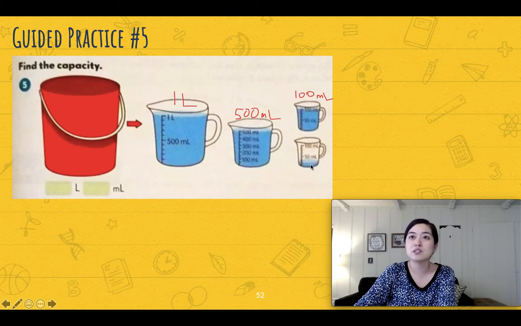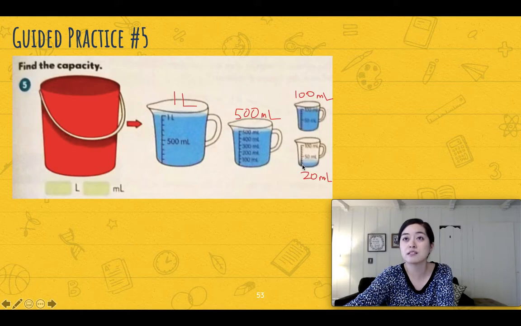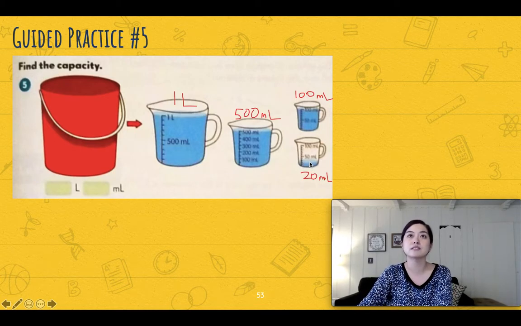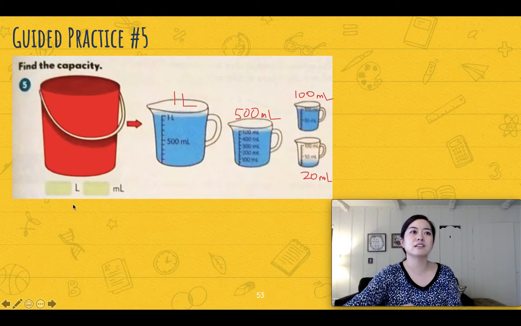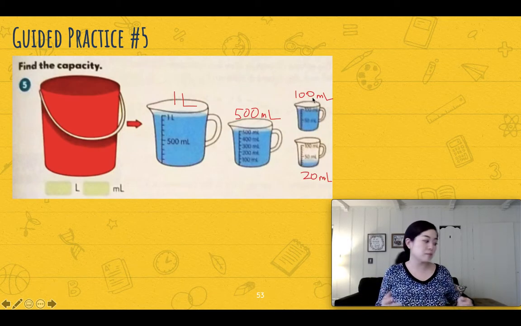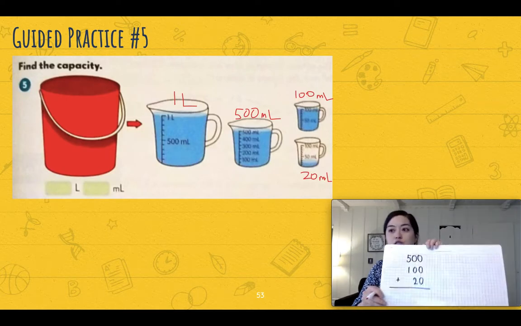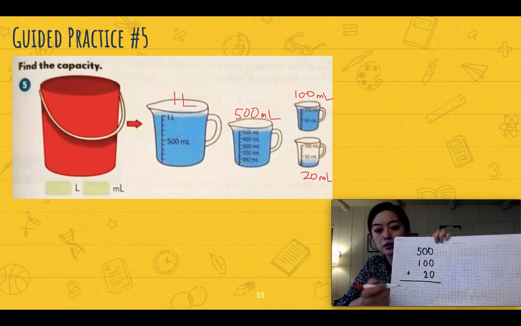Okay. This one here, it has 20 milliliters because again, when I come from 0 to 100, there's 10 markings. Each marking is 10, and then it hits the second marking. So it's 20 milliliters, 10, 20, okay? And so now my answer has to be in liters and milliliters. I know my liters answer, but what about milliliters? I need to find the sum. So to find the sum, I'm going to add 500 plus 100 plus 20.